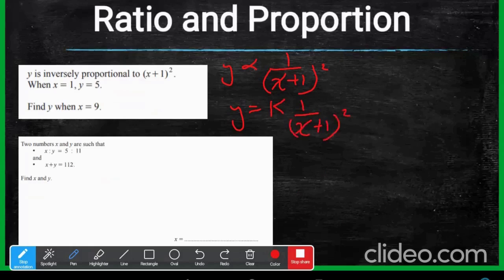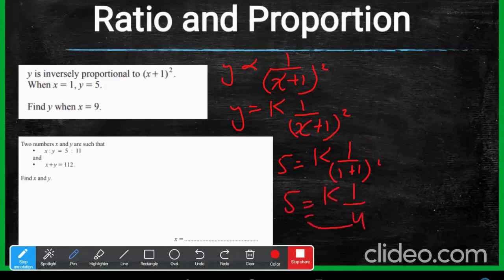Now the value of y is 5 and the value of x is 1. So 1 plus 1, whole square. So 1 plus 1 will be 2 and the square of 2 will be 4. So it will become 1 upon 4. The 4 will go to the left side, it will become 20. So the value of k is 20.